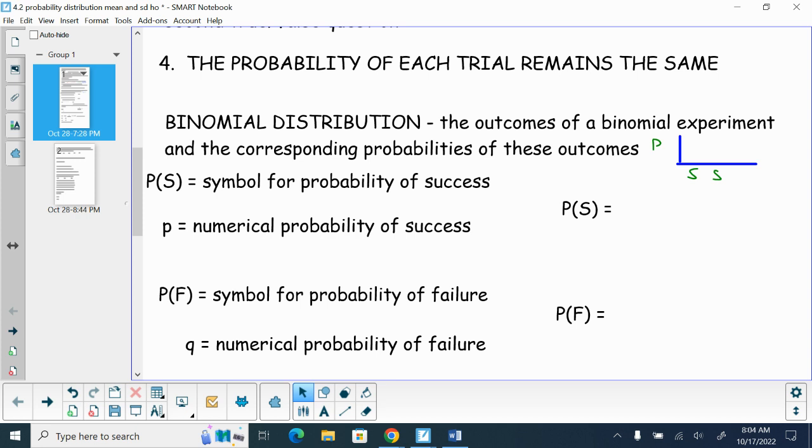What you must determine in each one of these problems, as you go through these, is what is your success and what is your failure? When you're talking about what is your success, you're looking at what the question is asking you for. We'll go through a problem where, even though we're talking about probability of success, it's not something that's a positive thing.